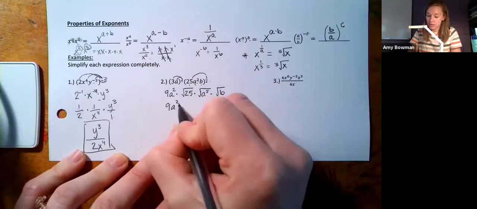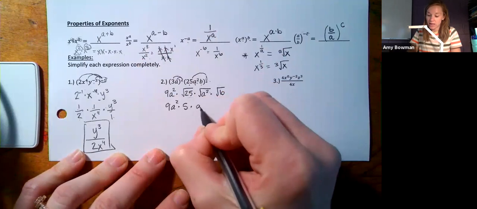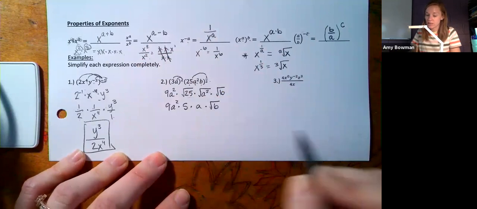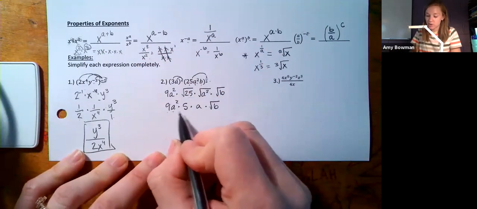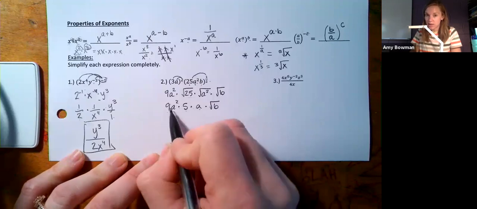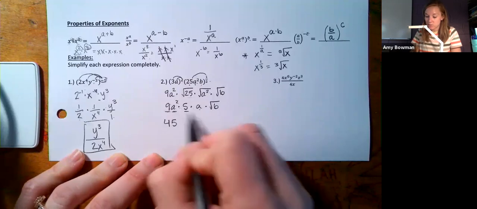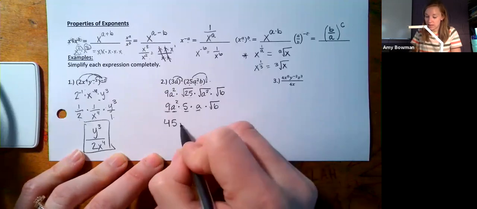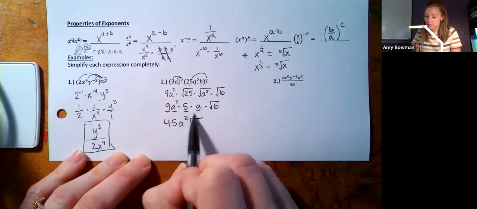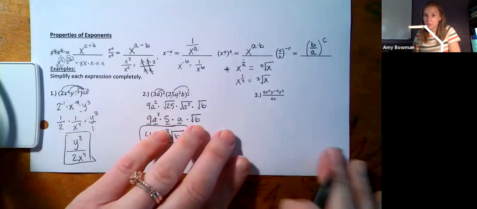So 9a squared times the square root of 25, which is 5. The square root of a squared is a, times the square root of b. Now I've got 9 times a squared times 5 times a. Because this is multiplication, we can switch the order. So I can go ahead and do the 9 times 5, which is 45, and a squared times a, which is a cubed. And then I've got the square root of b next to it.